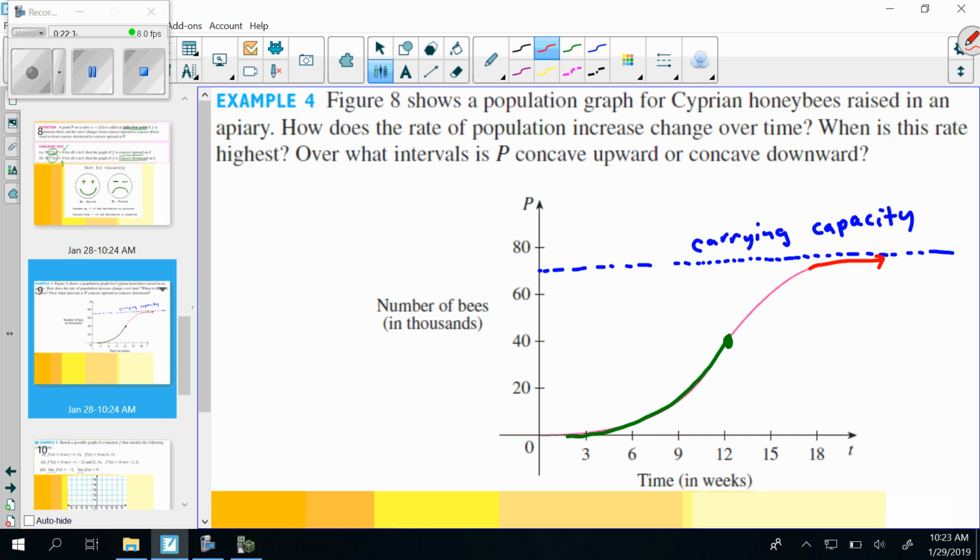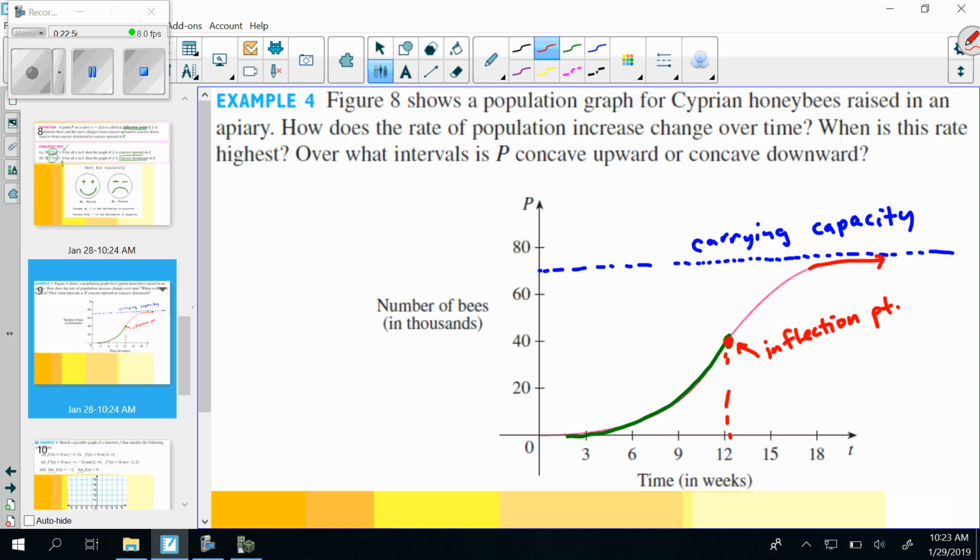When is the rate the highest? Well, the bees are increasing the most at this point right here, because that's when it had the greatest slope. Then the slope starts changing and it starts decreasing. And that point would be our inflection point, actually. The inflection point does tell you the highest rate of change. And so somewhere around 12 weeks here, because you can follow it down, somewhere around 12 weeks is when it's going to increase the highest.